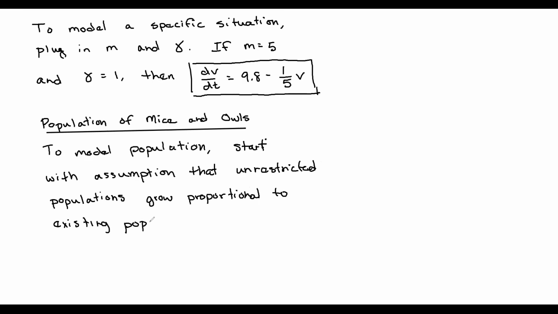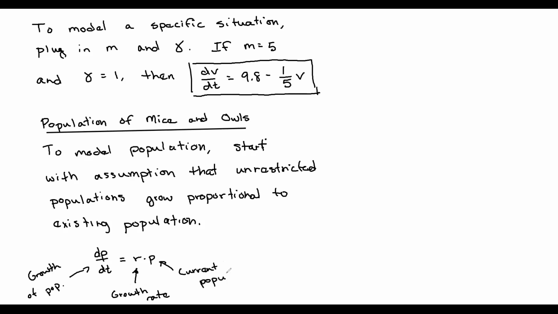Okay, so to represent that, what we start off with is dp/dt equals r times p. Okay, so this is the growth of the population. This is the growth rate. And this is the current population.